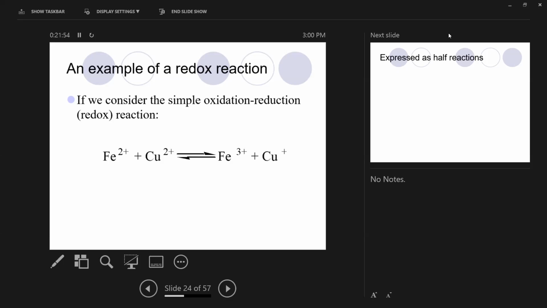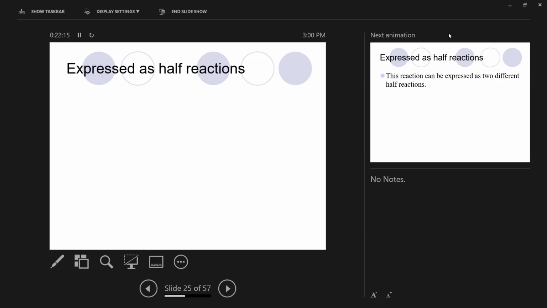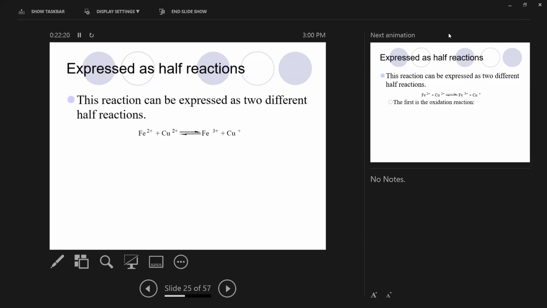So now this will have two half reactions, will it not? Who's the loser of an electron? Iron. Who's the gainer of the electrons? Copper. All right? Then let's express this in a couple of half reactions. So let's talk about first the oxidation reaction. When something is oxidized, what happens to its electrons? Loses.